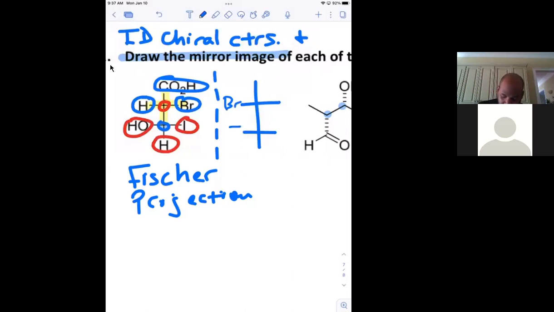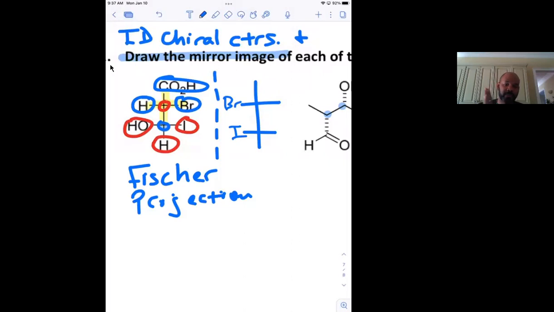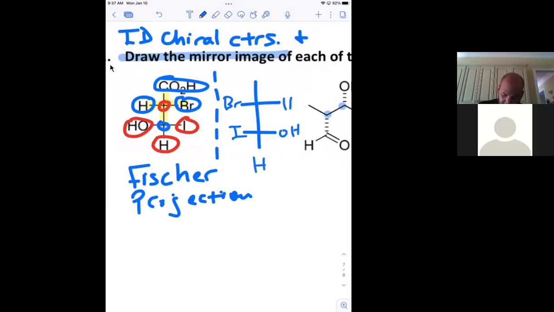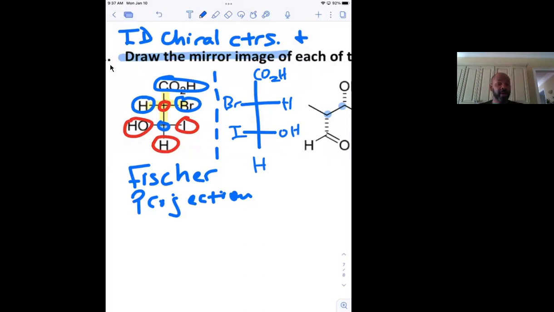Would I see an iodine here, if it's looking at itself in the mirror? Yes. And then I see a hydrogen here and OH here. Is that right? Yes. And then an H here, and then the CO2H, the carboxylic acid, will be here like that. Are we following? That's it. Yes, that's the mirror image.